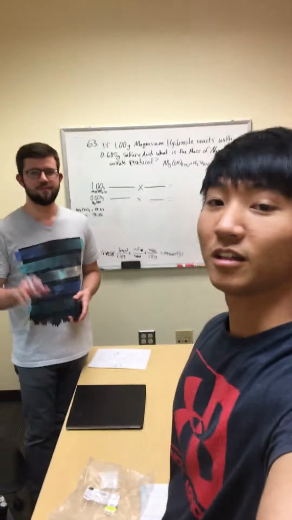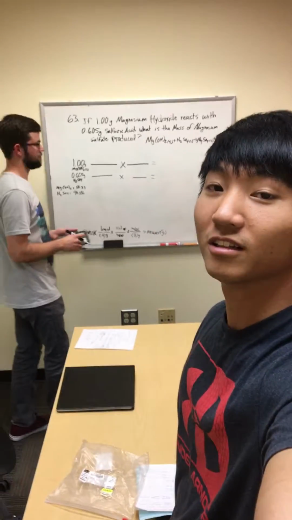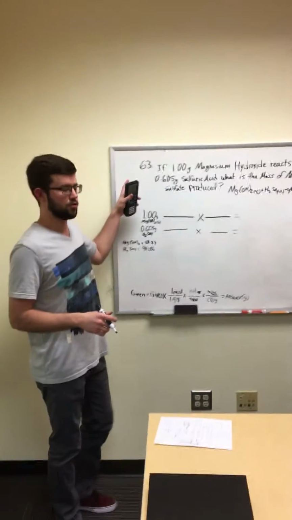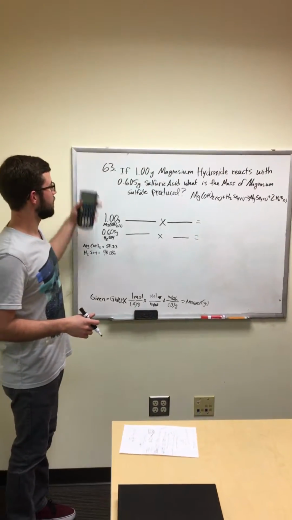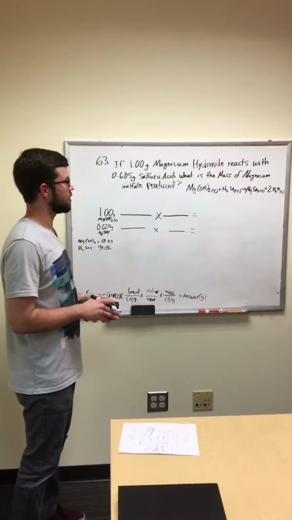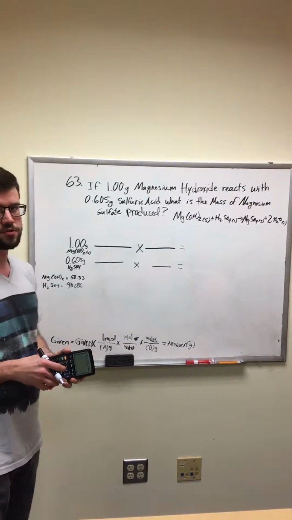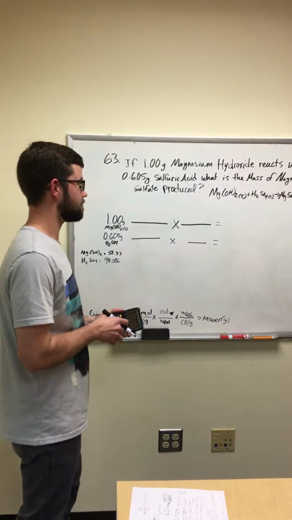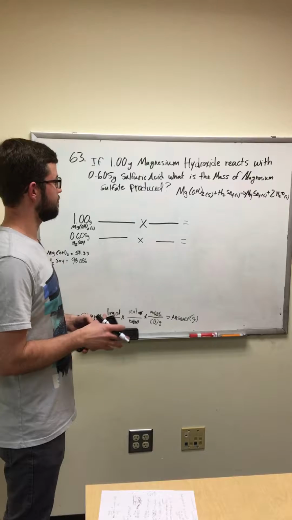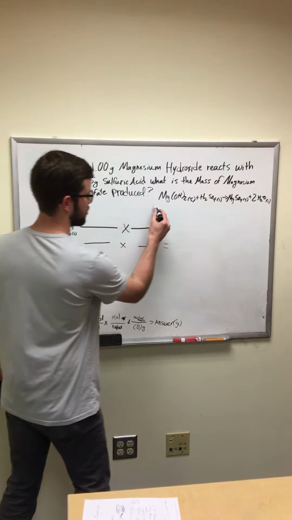Okay, so I'm Talon's partner, and he's about to start his equation. So here he goes. Alright, so my equation was number 63. If 1 gram of magnesium hydroxide reacts with 0.605 grams of sulfuric acid, what is the mass of magnesium sulfate that is produced? And we see the equation here.